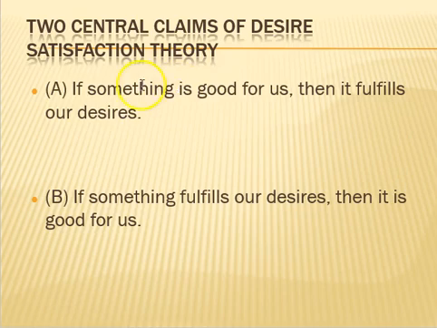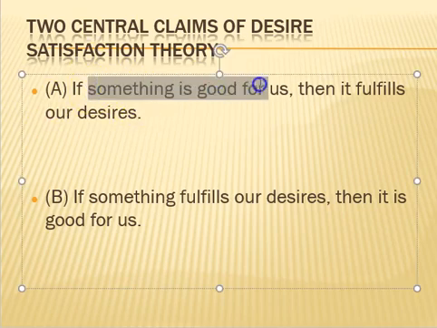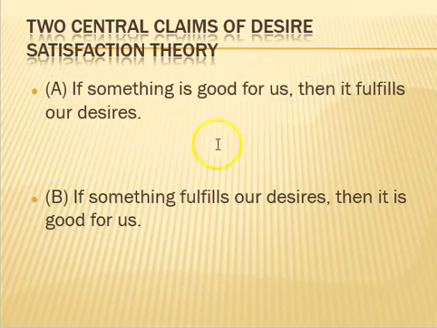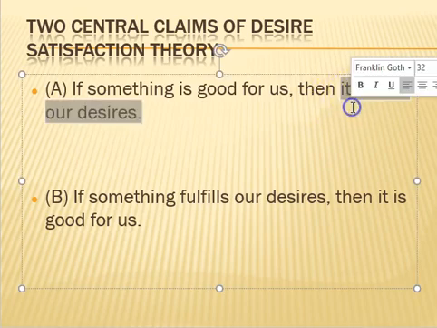So if something's good for you, that's good enough to give you the fact that it fulfilled your desire. But if something doesn't fulfill your desire, then that's good enough for you to know that it's not good for you. So what this means is that fulfilling your desire is a requirement for it being good for you, and something being good for you is good enough to get you the fact that it fulfilled your desire. So something being good for you is a sufficient condition for it fulfilling your desire.